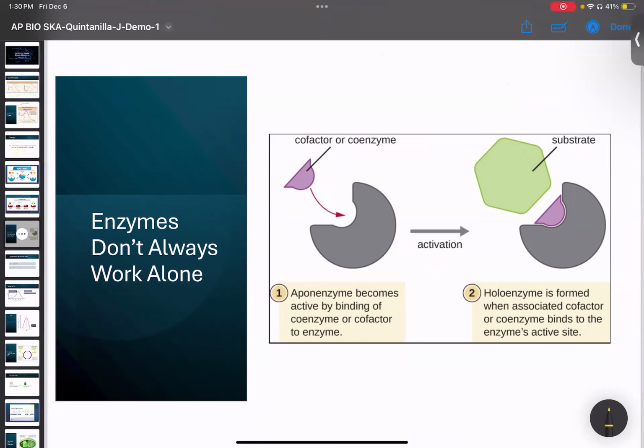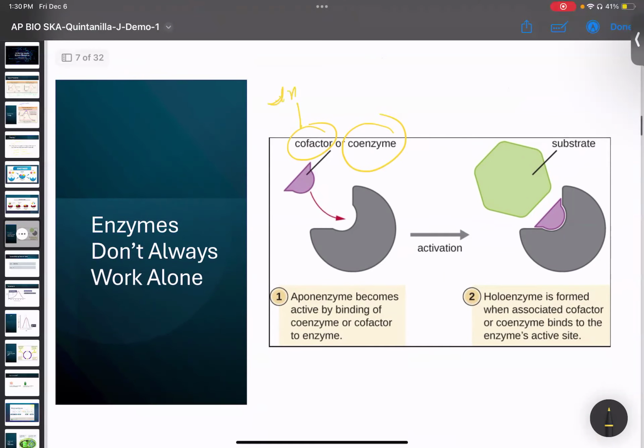Now, however, some enzymes are interesting in the fact that they are sometimes not activated. They need to be activated through the assistance of cofactors or coenzymes. Cofactors or coenzymes are things that attach to the enzyme to activate them. Typically, cofactors are inorganic, so these are more like metal ions. And then you have organic ones, and these are typically vitamins.